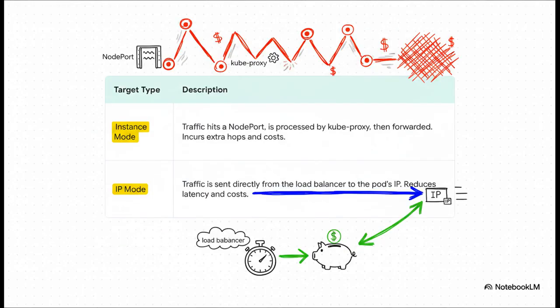Yikes. Now, let's compare that to the much better way, IP mode. In this mode, the load balancer is way smarter. It knows the exact IP address of the pod it needs to talk to. So traffic goes directly from the load balancer to the pod. No extra hop, no kube-proxy middleman. The result? Lower latency for your users, and you get to completely eliminate those unnecessary cross-AZ data transfer costs. For the exam, trust me, IP mode is almost always the right answer.